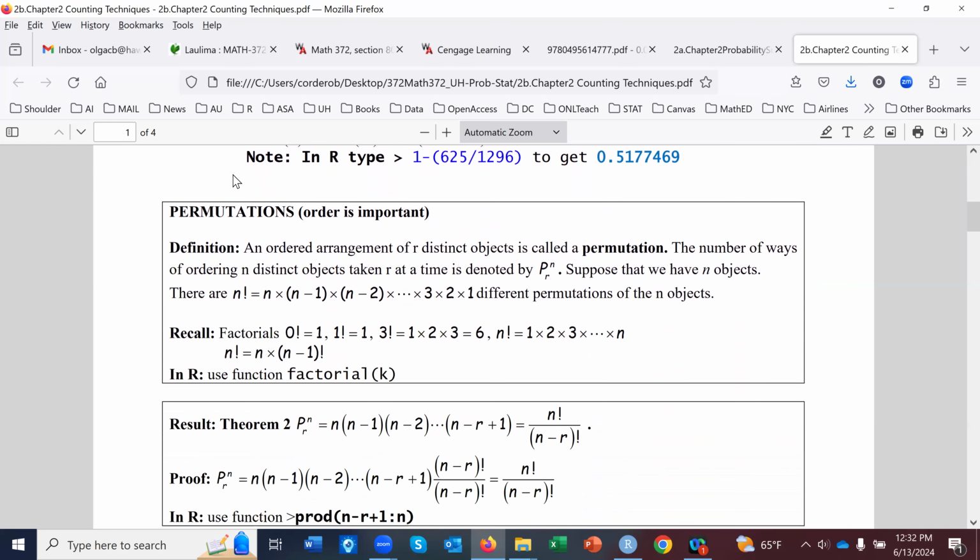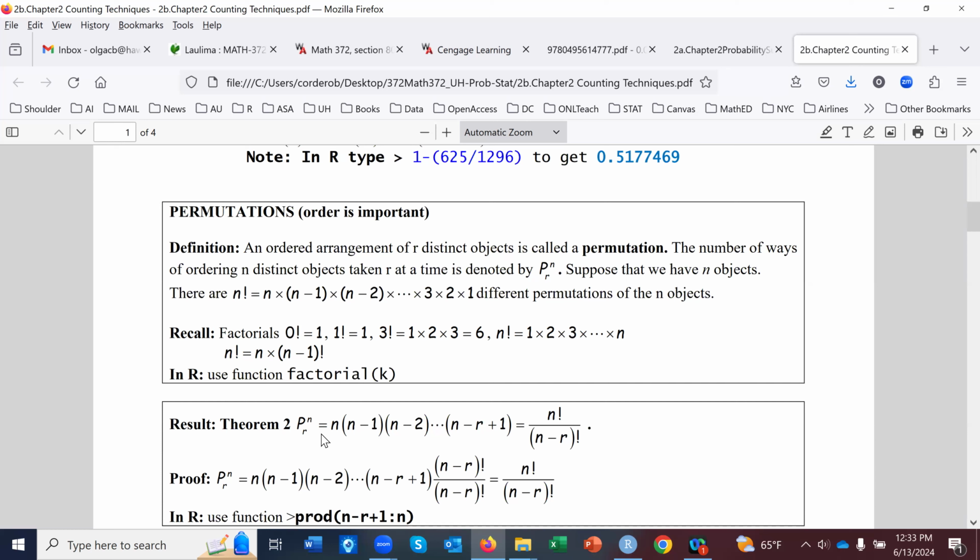Now, permutations, where order is important. What is a permutation? Any ordered arrangement of r objects. So the number of ways of ordering n distinct objects taking r at a time is denoted by this. Sometimes I could also write it with n and r as superscript and subscript, they don't have to be. But suppose we have n objects, there are n factorial different permutations, okay? When I use all the objects. But if I want fewer, we will see what happens.